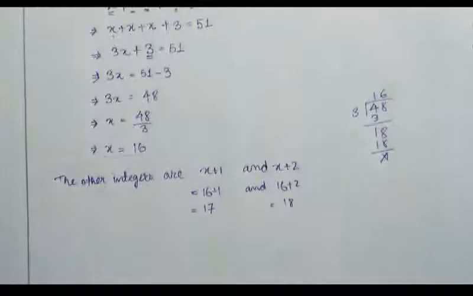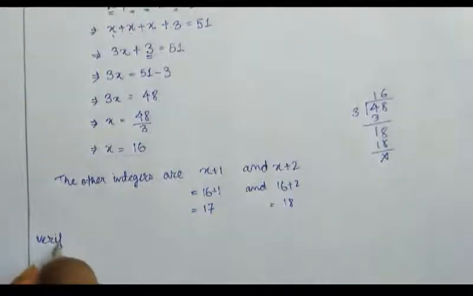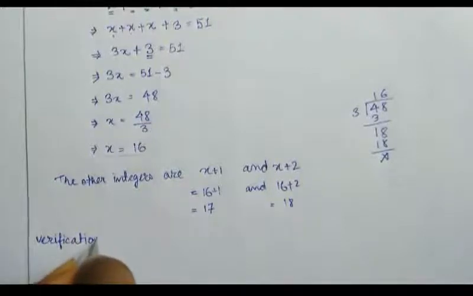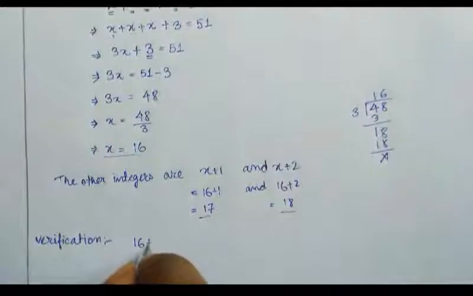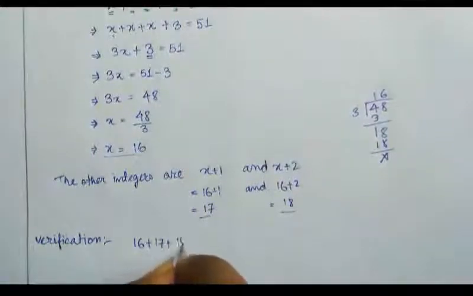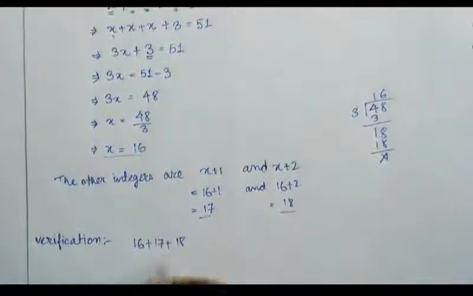Now let us verify this problem. Verification. Let us add these three integers that we have found out: 16 plus 17 plus 18. Adding this, we get 8 plus 7 is 15, plus 6 is 21, 1 carried 2, 1 plus 1 plus 1 is 3, carry 2 is 5. 51. This way we can solve this problem easily.